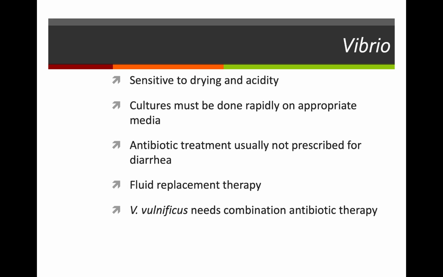Vibrio vulnificus, however, would require combination antibiotic therapy. Remember, Vibrio species can carry plasmids that confer antibiotic resistance. We don't want to mess around with a Vibrio vulnificus infection. This can be fatal pretty quickly, so we want to prescribe at least 2 antibiotics with different mechanisms of action to help treat our patient's infection.